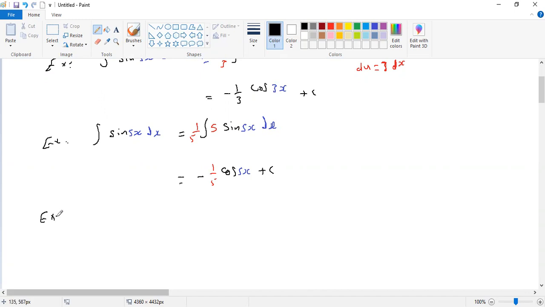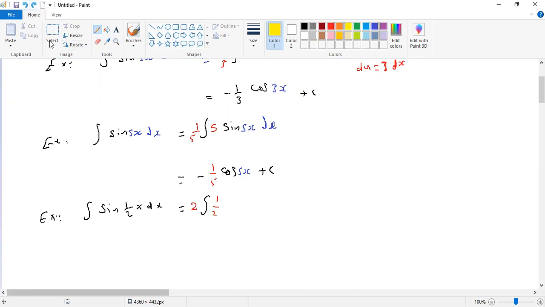Example: integral of sine half x dx. The derivative of half x is half. So we have to multiply by half, and divide by half, which is multiplying by 2. Half times 2 is 1, so it is still the same, still equal.